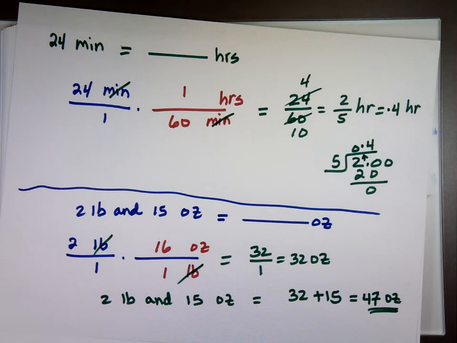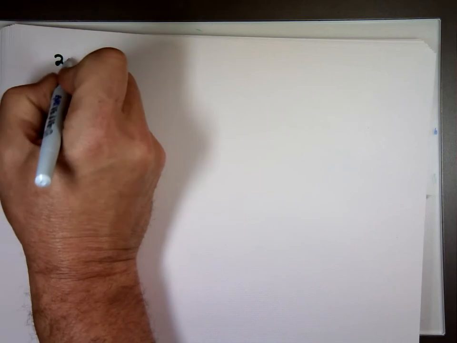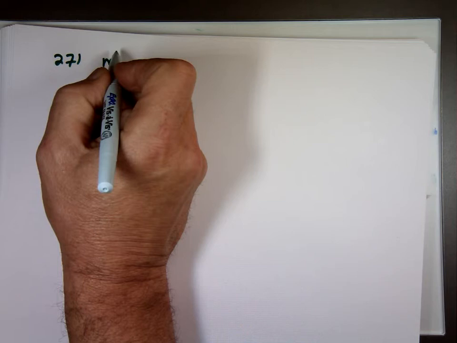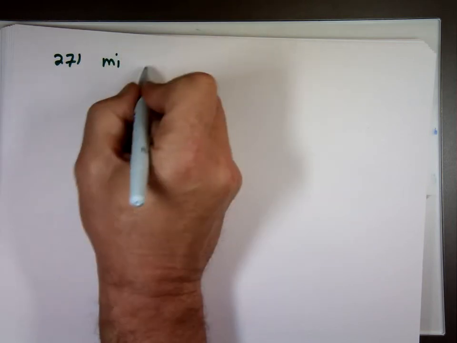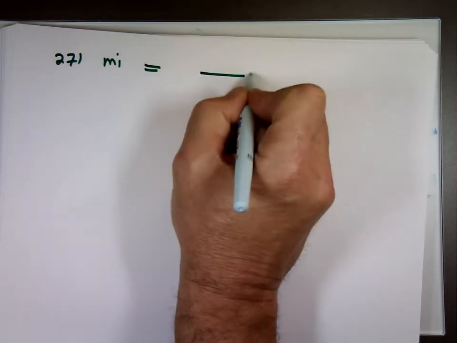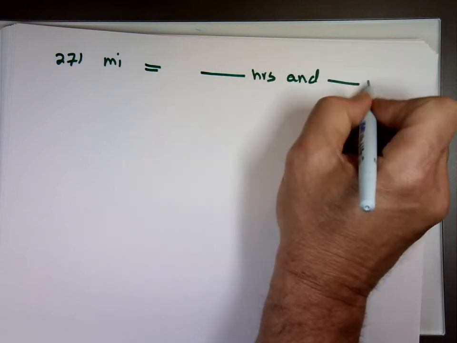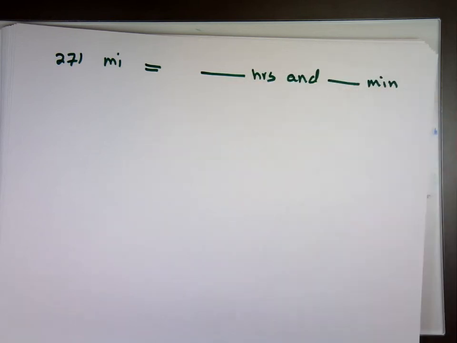Let's try another one. Let's say you have 271 minutes, and I said, change that to hours and minutes. I don't like 271. Tell me how many hours, how many minutes?